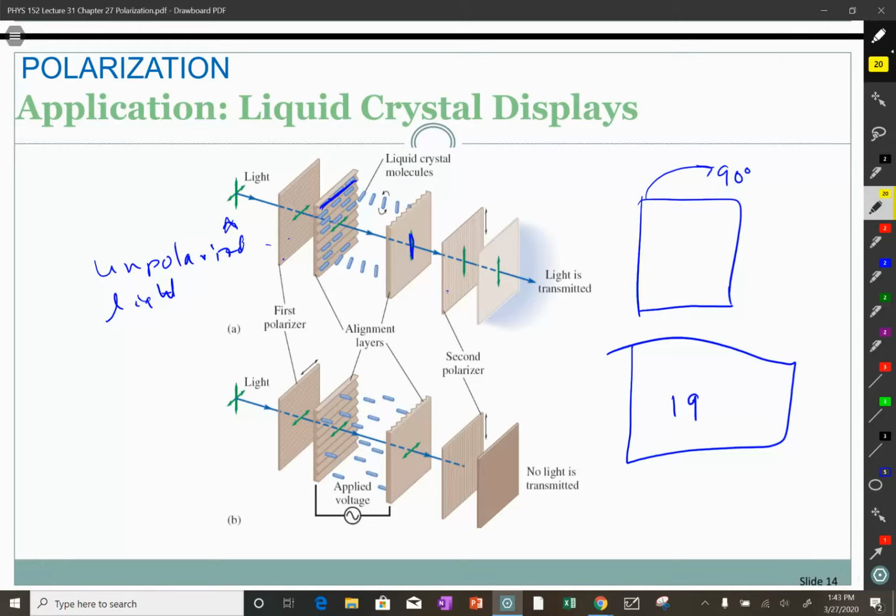What's cool about this then? If you wear polarized sunglasses and you look at your calculator screen and you rotate it, you can make it disappear, which is totally cool.